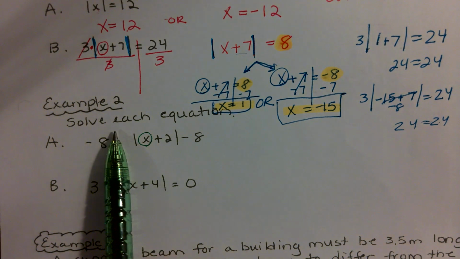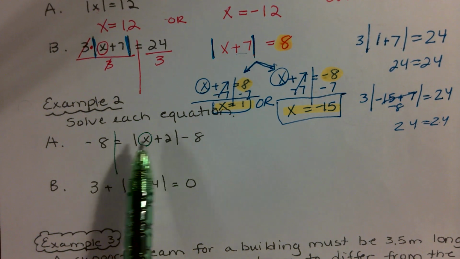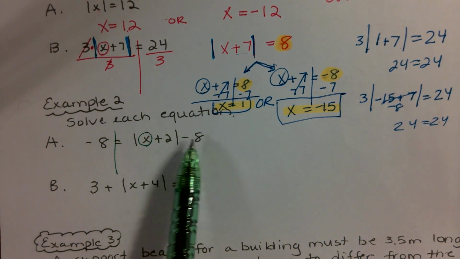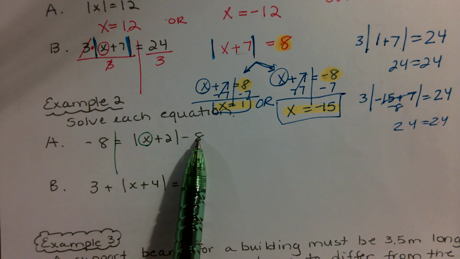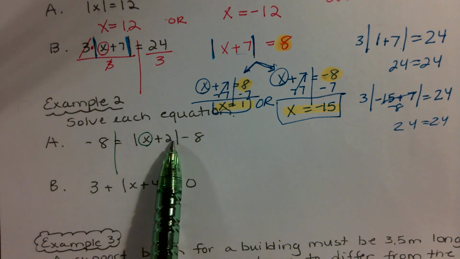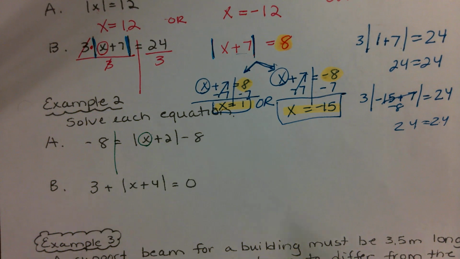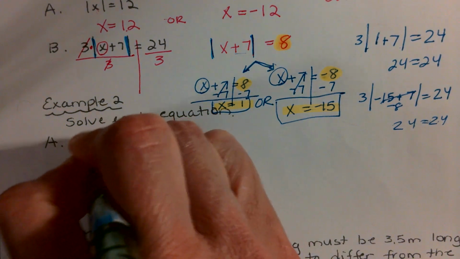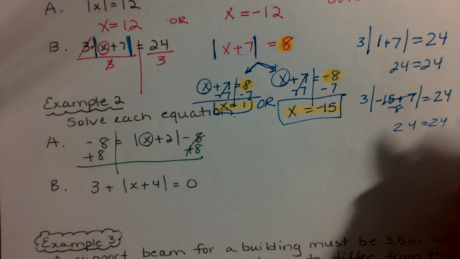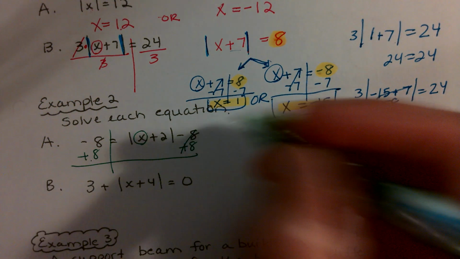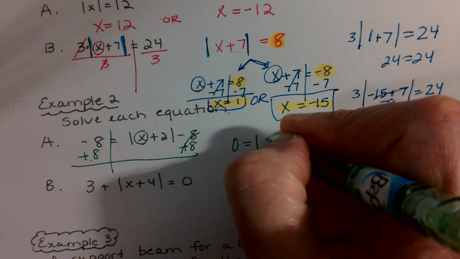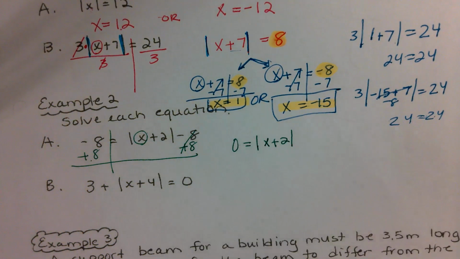So here's my line. Here's my absolute values. What's outside of it over on this side? Right there. In that case, it is not being multiplied. It's an absolute value minus 8. So what am I going to do? I'm going to add 8 to both sides. So what's negative 8 plus 8? 0 equals absolute value of x plus 2.